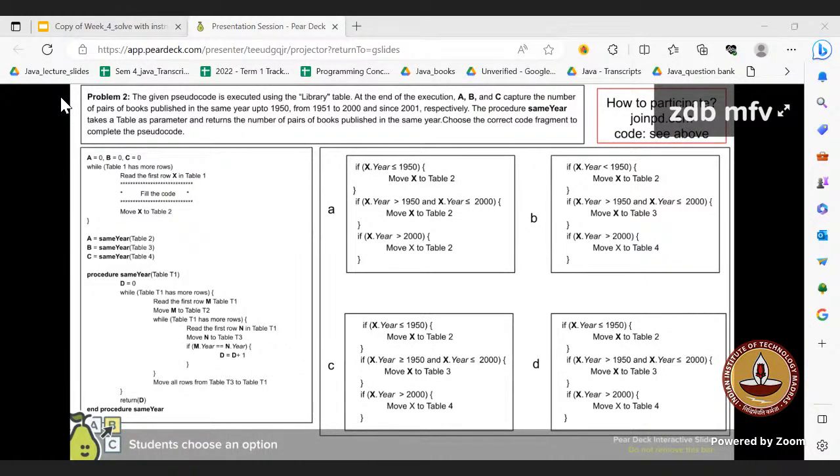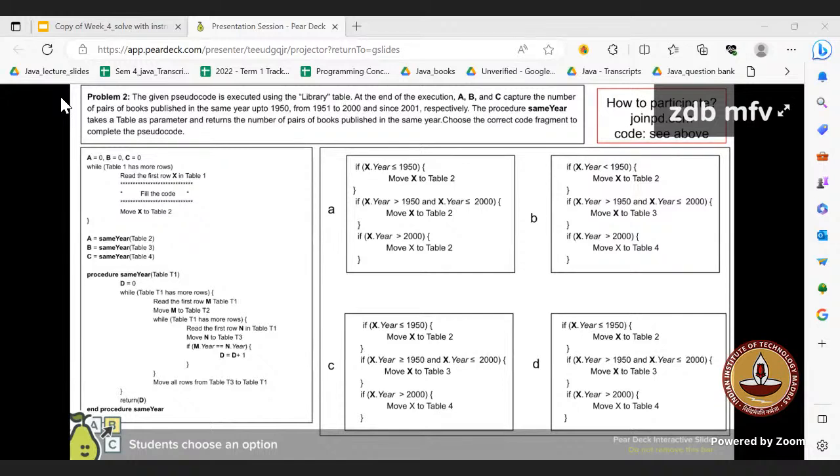I couldn't understand, ma'am. What we are passing to the procedure same year. Okay, the books published in the same year up to 1950. So for A, we are passing the books which are published up to year 1950.